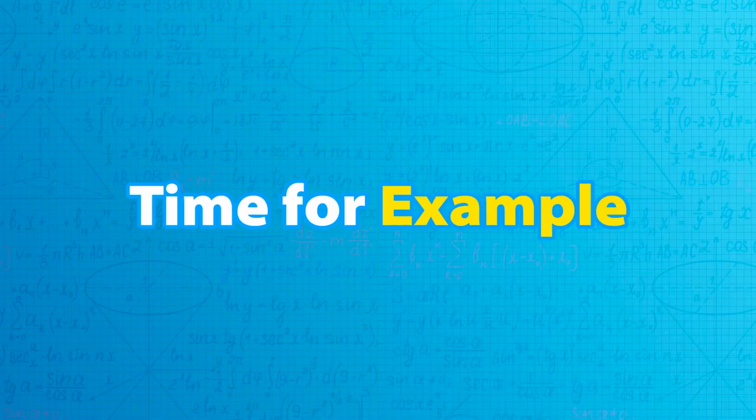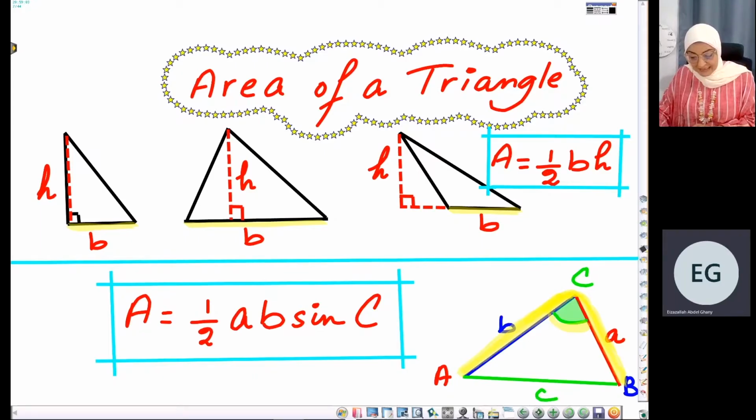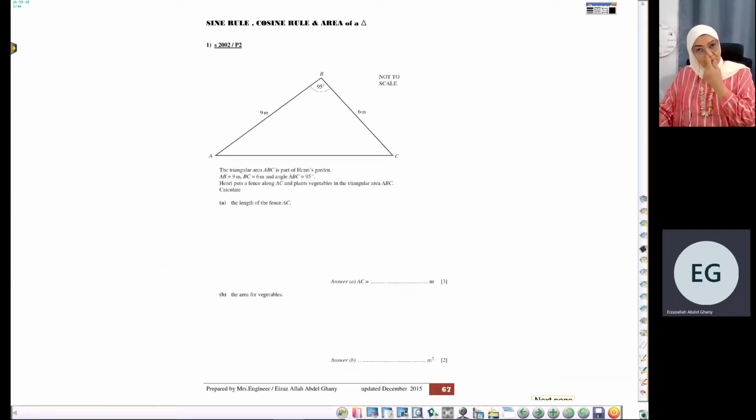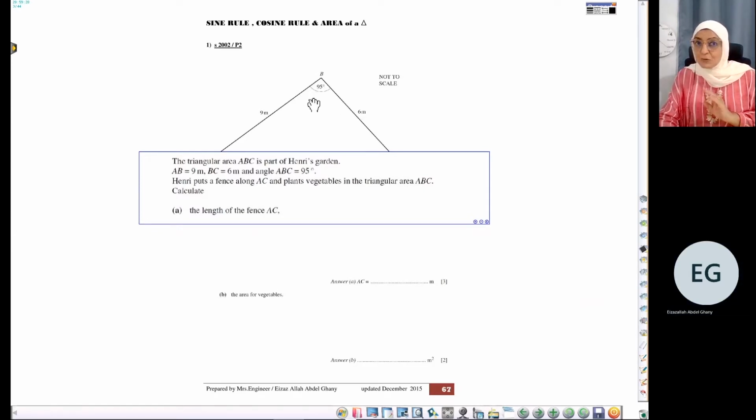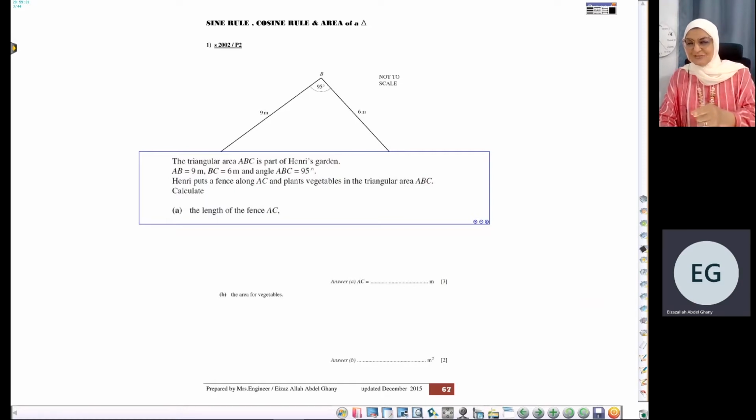And now let's see question number 1. In question number 1, it's from real life. The triangular area ABC is part of Henry's garden. He gave you the side lengths AB equals 9, BC equals 6 meters, and the angle BAC is 95 degrees. It means he gave me 2 sides and included angle. No height is given, but we can do it.